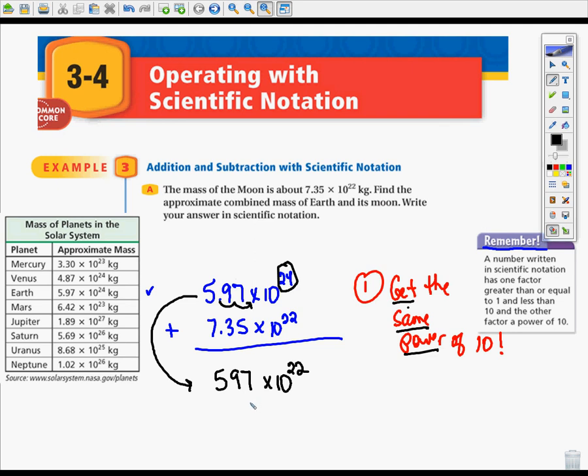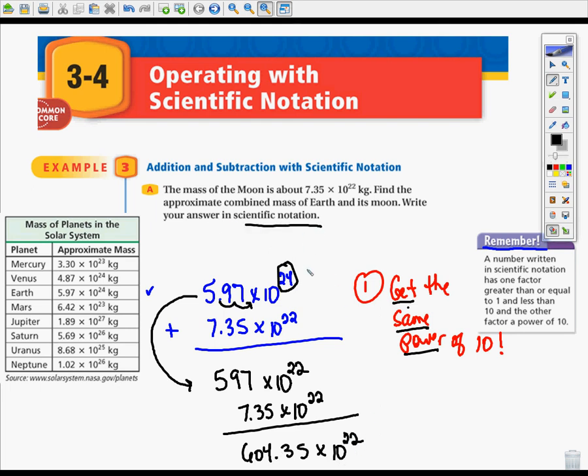And then I have 7.35 times 10 to the 22nd also. So now I go ahead and add these numbers together. 597 plus 7.35 is going to give me 604.35, and then I keep this as times 10 to the 22nd.